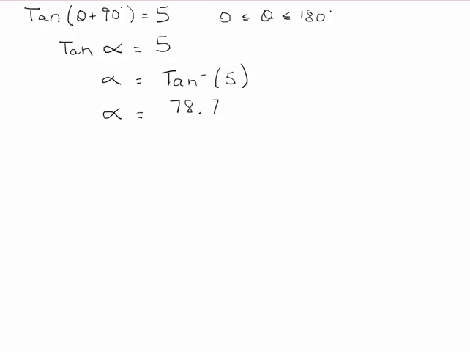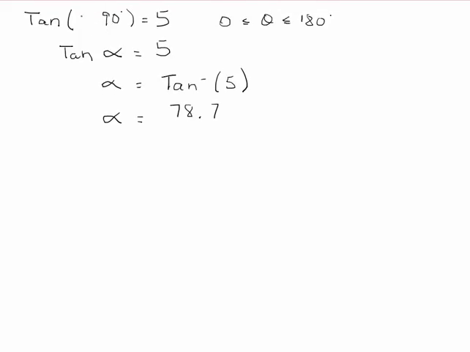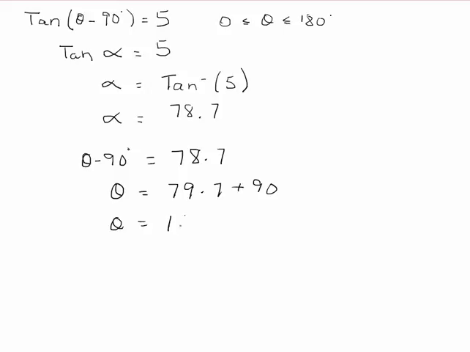What I then need to keep in mind, excuse me, just check up here what I meant to write here. The original question was theta minus 90 degrees. So we have to keep in mind that our alpha is actually theta minus 90 degrees equals 78.7. And then we have to solve for theta. So what we have is 78.7 plus 90. So theta equals 169.7 degrees. That's the only solution that fits between 0 and 180 degrees. So that's the final answer there. Highlight that, like we did in the others.